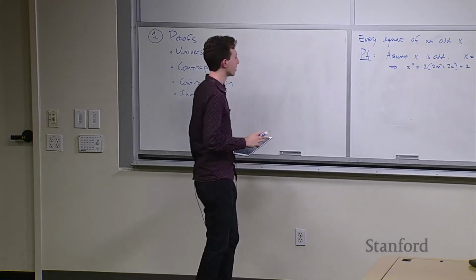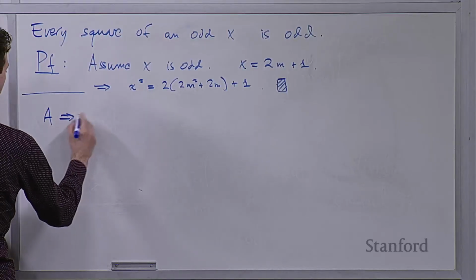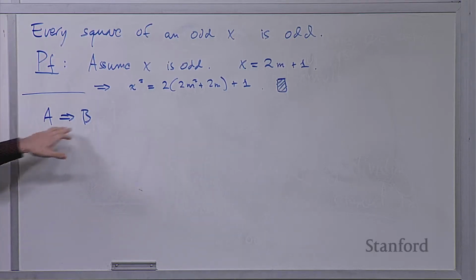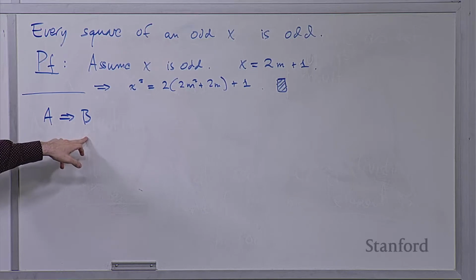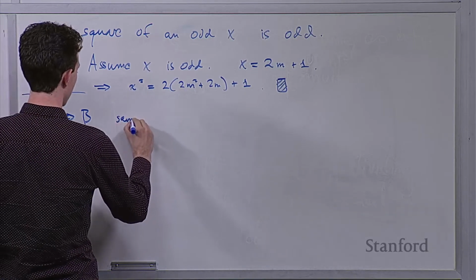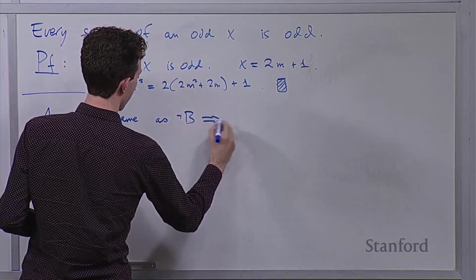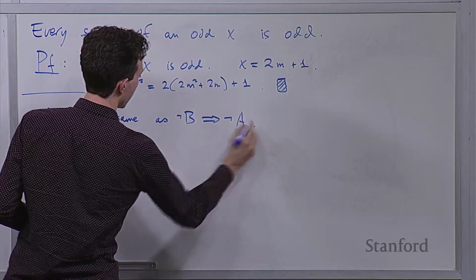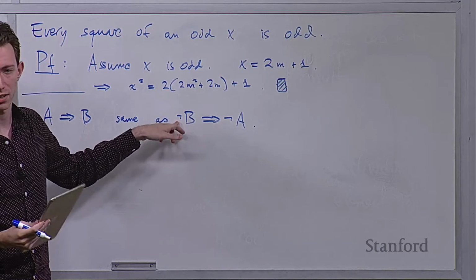OK. Now, contrapositive is when you have a statement of the form something implies something else. So if A is true, then B is true. You can prove this directly in the first way, which is you assume that A is true, and then you have to show that B is true. Or you can show it by contrapositive. And this just relies on the fact that A implies B is the same as not B implies not A. This is the symbol for not, or negating a statement.